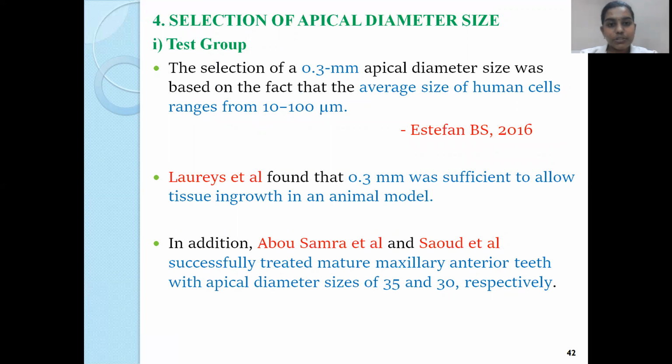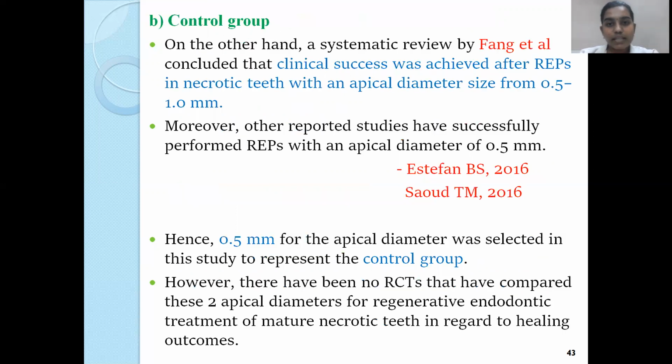In the test group, the selection of 0.3 mm apical diameter size was based on the fact that the average size of human cells ranges from 10 to 100 microns, by Estefan et al. Laurice et al. found that 0.3 mm was sufficient to allow tissue ingrowth in an animal model. In addition, Abou et al. and Saoud et al. successfully treated mature maxillary anterior teeth with apical diameter sizes of 35 and 30 respectively. On the other hand, a systematic review by Fan et al.